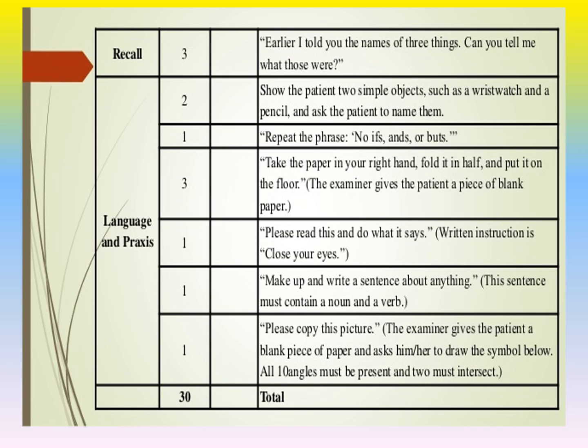And for the three-stage command, you can ask the patient to take a paper in the right hand, fold it, and put it on the floor, and the examiner gives the patient a piece of blank paper. And in order to assess the language and phrases, we can give a written instruction and ask the patient to write a sentence about anything, any noun or verb, or we can ask the person to copy a picture, and on a blank piece of paper we can ask the person to draw a symbol or picture or something.